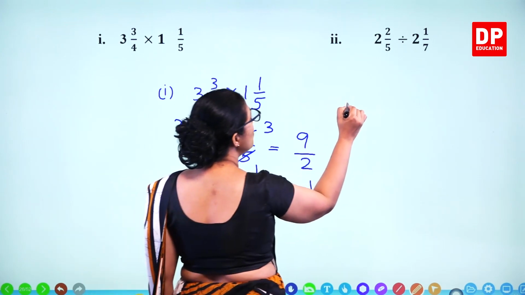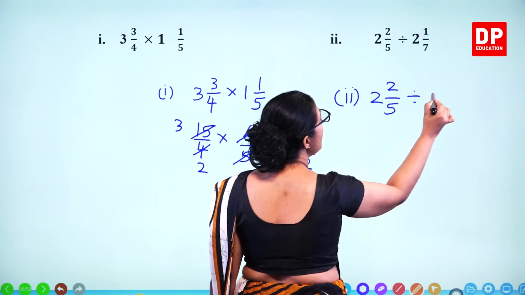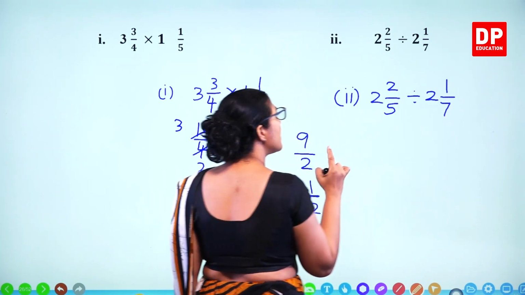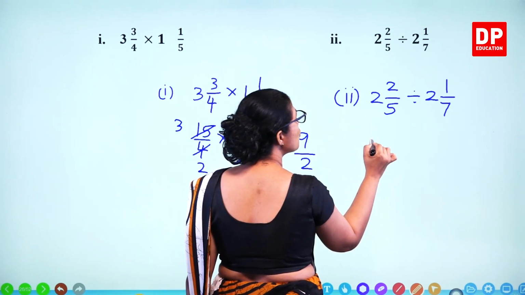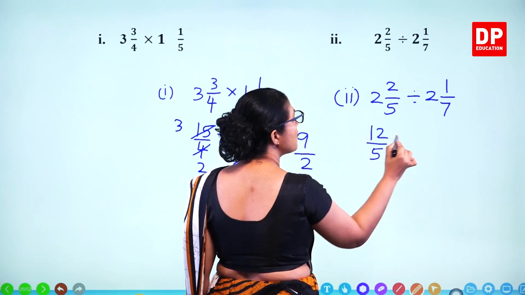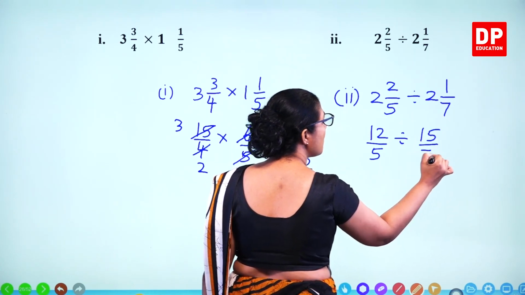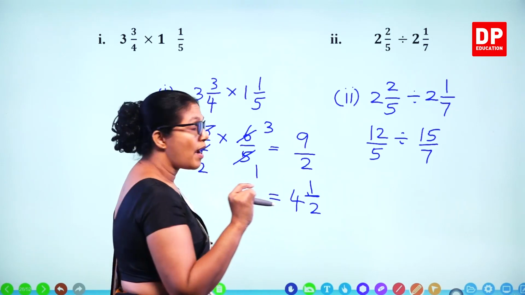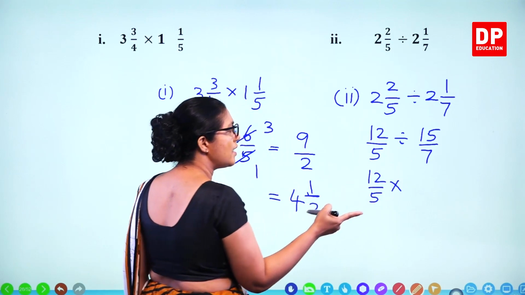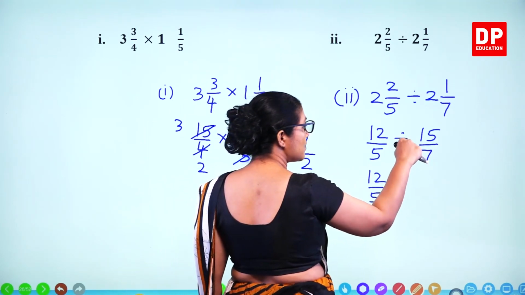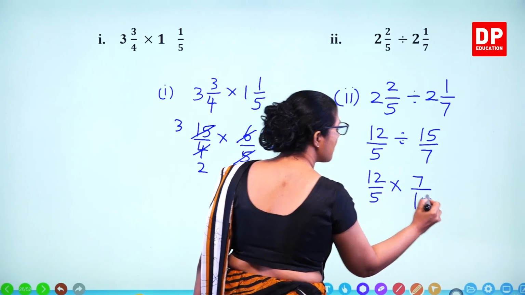Let's take part 2. 2 and 2/5 divide by 2 and 1/7. Convert to improper fractions. 5 times 2, 10. 10 plus 2, 12. 12/5. Divide by 7 times 2, 14 plus 1, 15/7. Then what you do? You write down the first fraction as it is and convert the next one as the reciprocal. So multiplication comes here, 7/15.